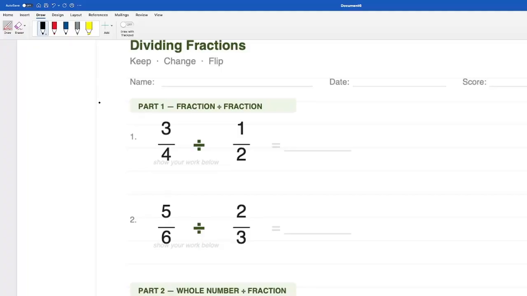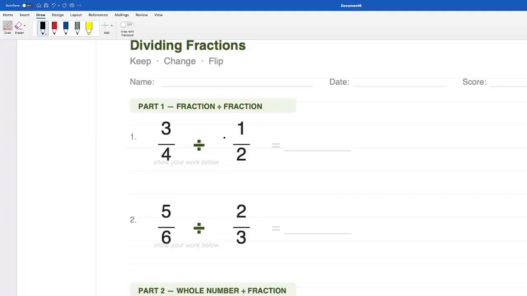Today we're going to be learning how to divide fractions. So let's get to it. Here, we're going to start with part 1, fraction divided by another fraction. We have 3 over 4 divided by 1 over 2. Now, we can't divide them right away. So there's actually a two-step process and it's very simple.